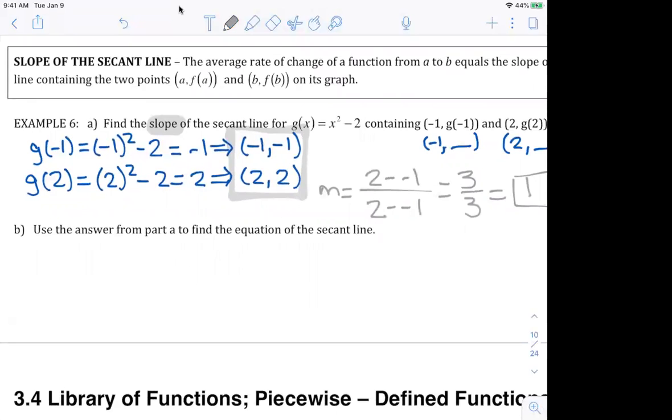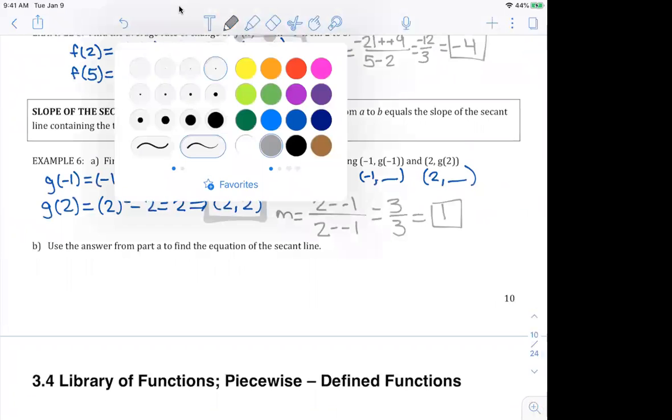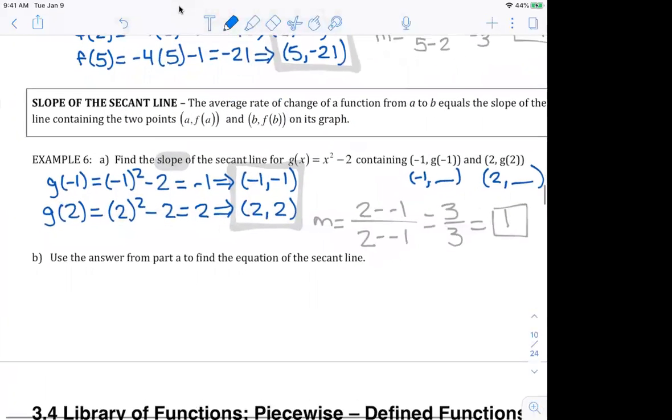Part B says use the answer from part A to find the equation of the secant line. I'm going to have you do this problem after I start it. We just found that the slope is 1, and we found any of the points, so pick them. I'm going to pick the point 2 comma 2. You should be able to write the equation of our line based off of our last unit. So I'm going to say stop and write the equation of the line in slope-intercept form, please. Okay, welcome back. Let's give this a try.